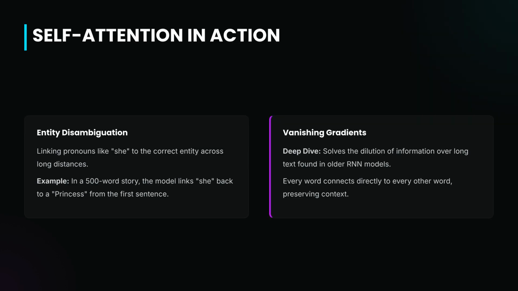Self-attention in action enables entity disambiguation, linking pronouns like "she" to the correct entity over long distances. It also solves the problem of vanishing gradients, where information was diluted in older RNN models, by ensuring every word connects directly to every other word, preserving context.